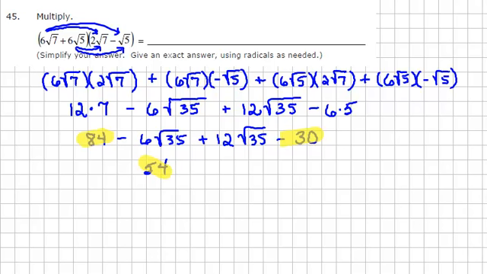And then we can combine the two remaining terms. We have minus 6 square root of 35 and plus 12 square root of 35. Those are like terms because the radicands are the same, the 35s are the same, and they're also both square roots. So we have minus 6 plus 12 is plus 6. So we end up with plus 6 square root of 35.